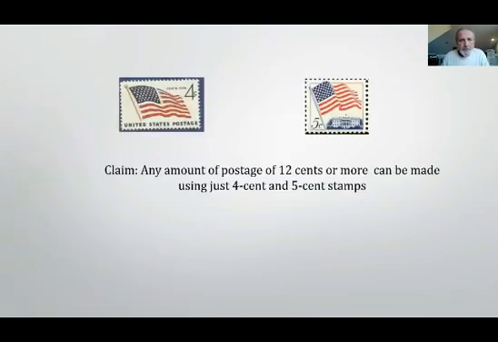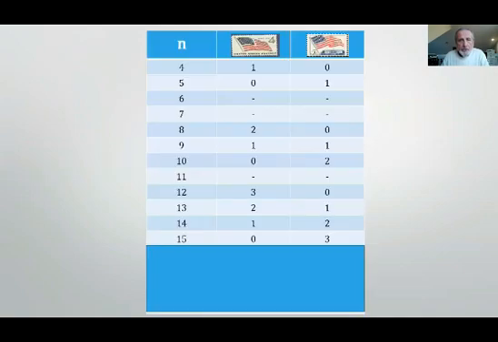Start with this example. We claim that if you have a whole bunch of 4-cent stamps and 5-cent stamps, then you can make any postage of 12 cents or more. So if you have a 4-cent postage, obviously you can use one of these stamps and no 5-cent stamps. 5 is 0 and 1. 6, you can't really solve it because you only have 4-cent stamps and 5-cent stamps, and you can't make 6 out of those. 7, it doesn't work either.